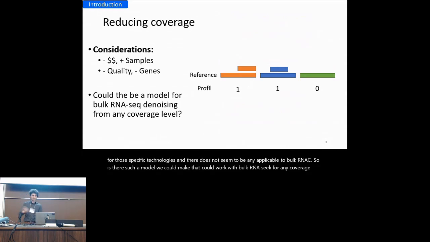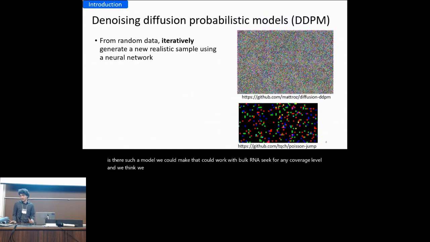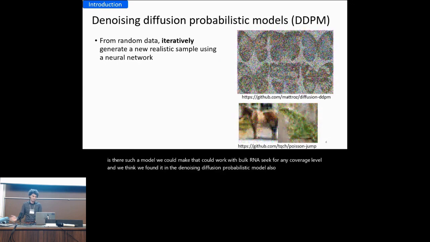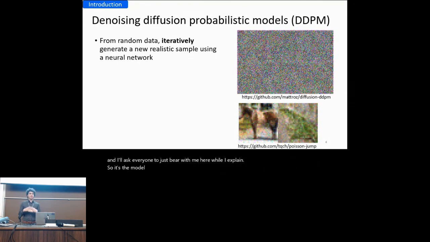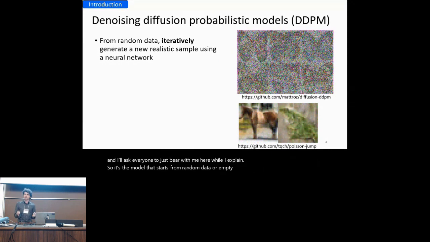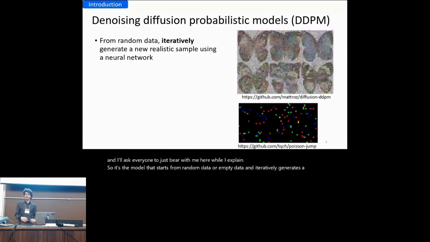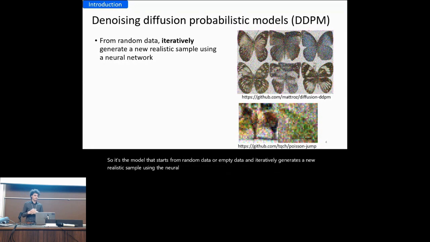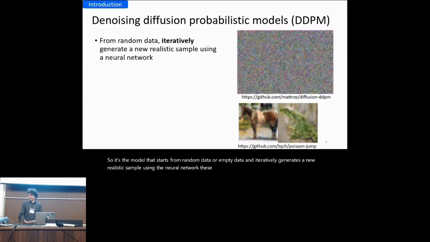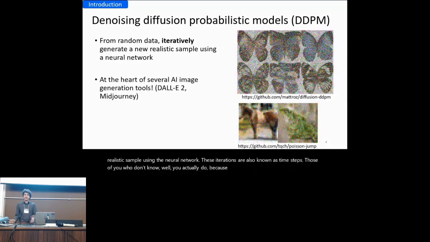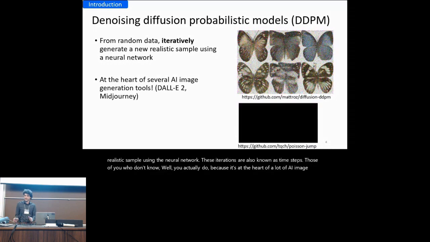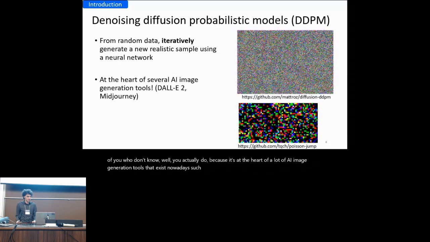And we think we found it in the denoising diffusion probabilistic model, also known as DDPM. And I'll ask everyone to just bear with me here while I explain. So it's the model that starts from random data or empty data and iteratively generates a new realistic sample using a neural network. These iterations are also known as time steps. Those of you who don't know, well, you actually do, because it's at the heart of a lot of AI image generation tools that exist nowadays, such as DALL-E 2 or Midjourney.